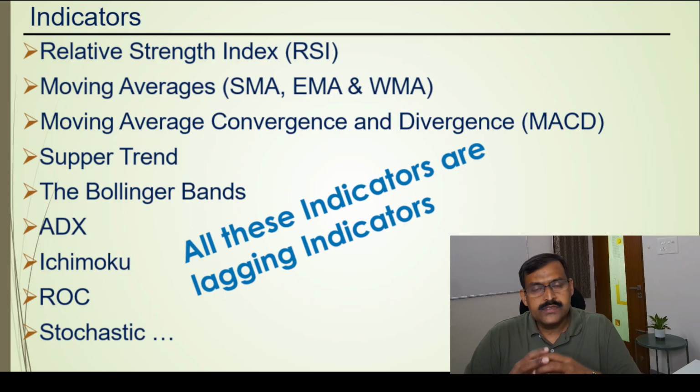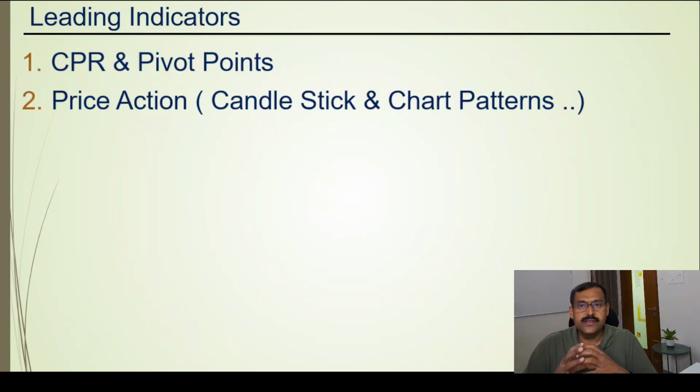Now, what are those leading indicators that give us a better advantage? The leading indicators are the CPR and pivot points and the price action. Price action includes candlesticks as well as the chart patterns. Price action is a bigger topic. I will not be able to cover it in this video. That is something for future videos. If you want to know more about the CPR and pivot points, there is a playlist with a set of videos for you to watch. The link is given in the description below.